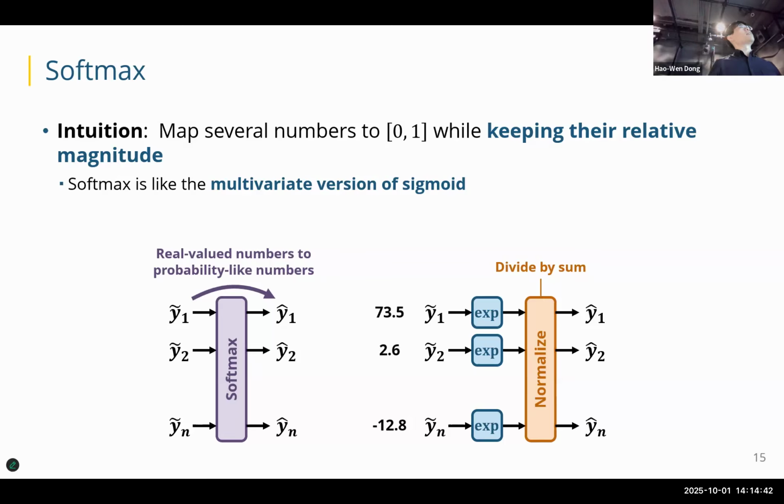Think about this particular example. You have 73.5, 2.6, negative 12.8. Now you take the exponential and then divide by the sum. You will get something like 0.98, 0.02, 0.00. So you see that softmax, because of the exponential, forces everything to be very extreme. The larger the input, the higher the probability, or technically not probability but something like probability, the higher the weight that you allocate to that particular output.